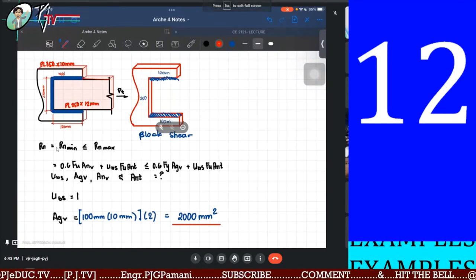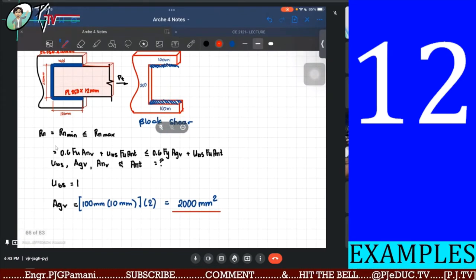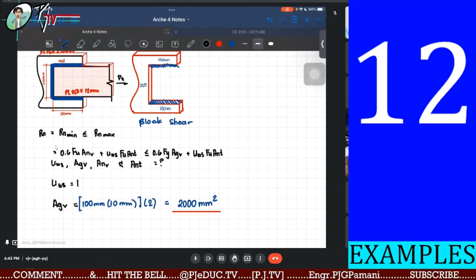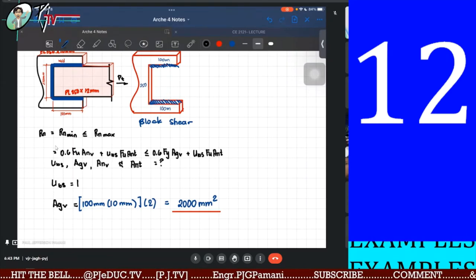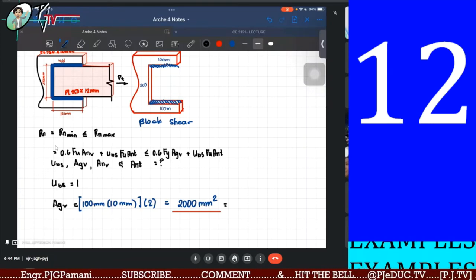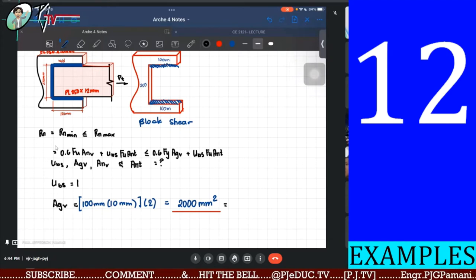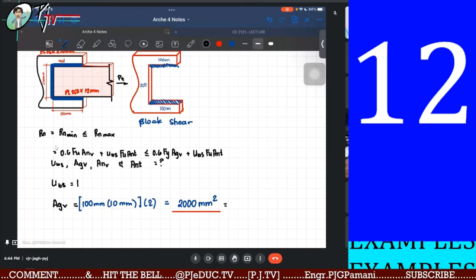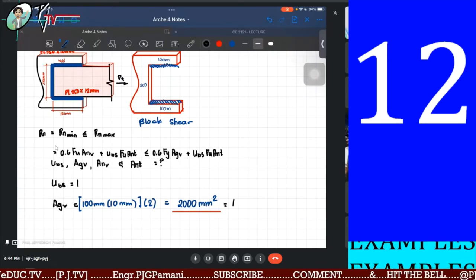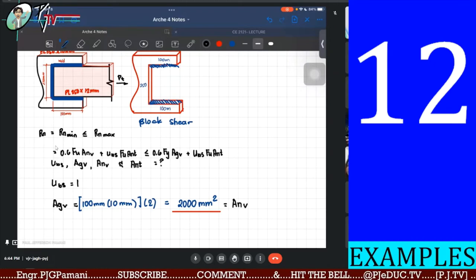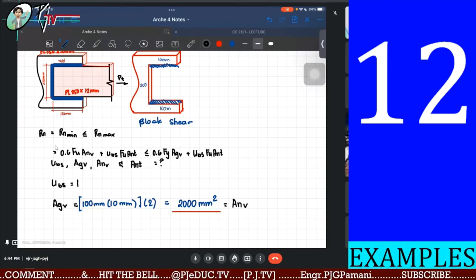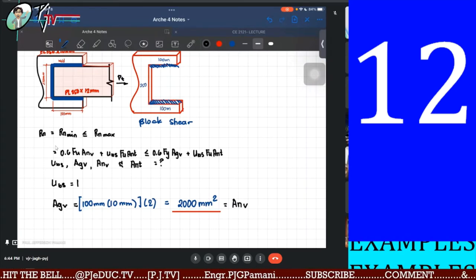Okay. So, kung meron na tayong AGV, again, what's next is your ANV. So, anong nangyari sa ANV? Anong gagawin natin sa ANV? That is your net shear area. Meron bang bolt hole? Wala. Walang net reduction area. So, kung ano yung shear rupture ng AGV, yun din yung shear rupture ng ANV. Wala na tayong ibabawas dyan na bolt hole. So, as I've said, tanggalin lang si net reduction. Simply, AGV is equal to ANV, which is also 2,000 millimeters square.